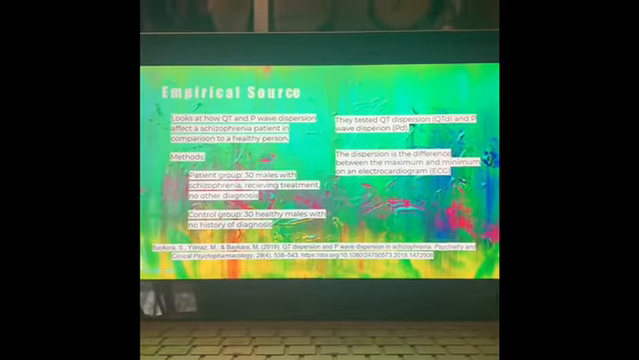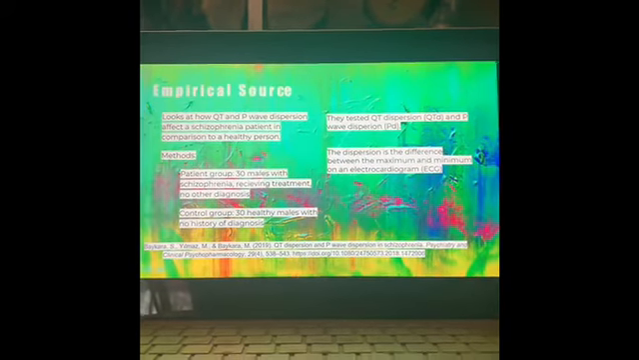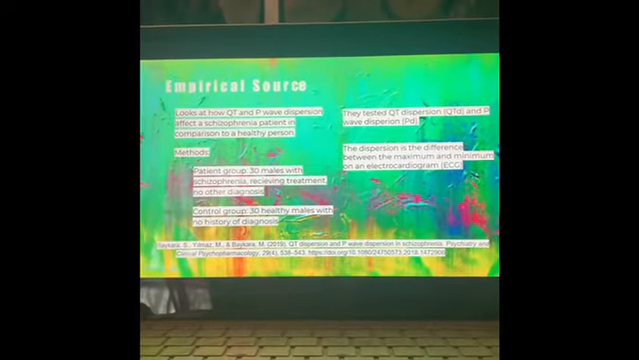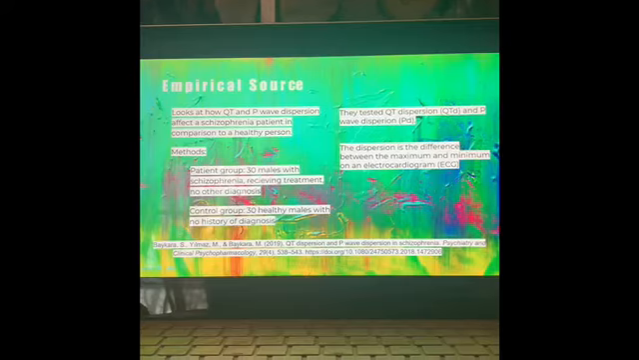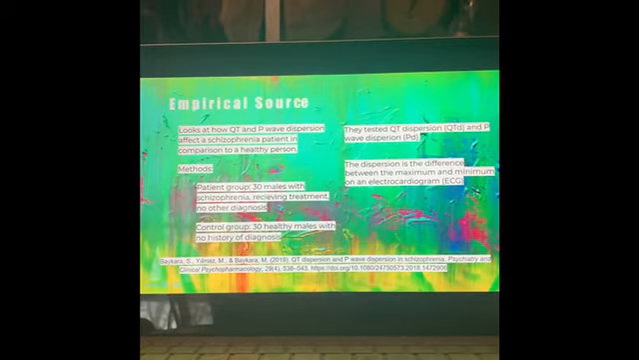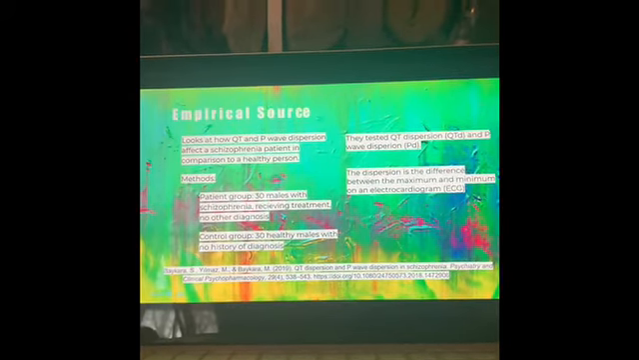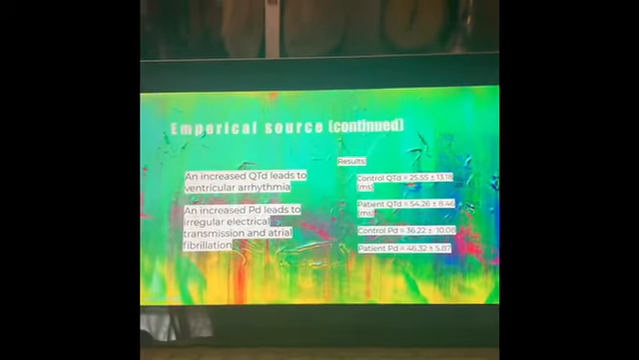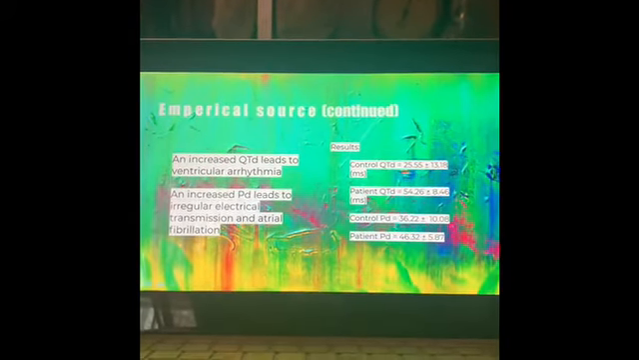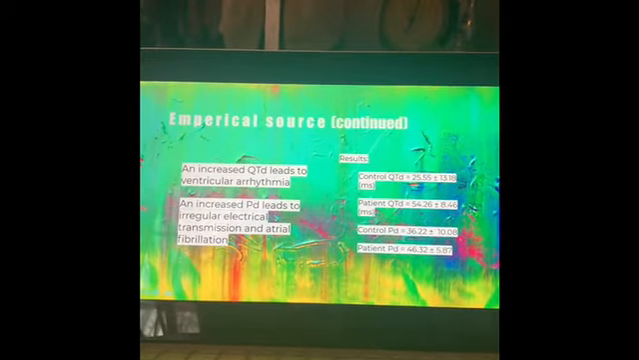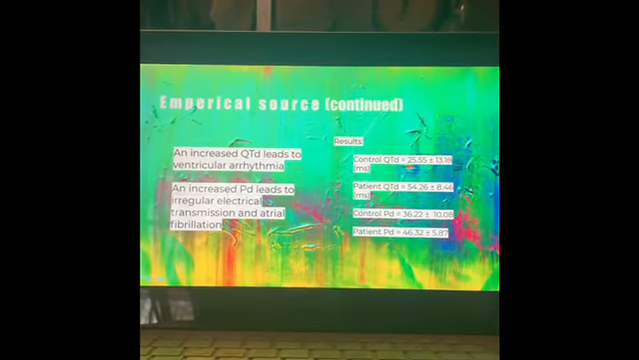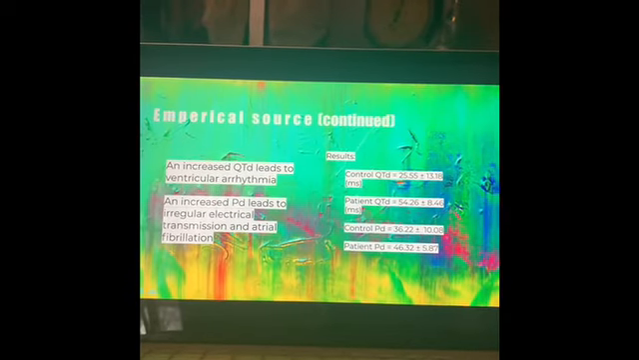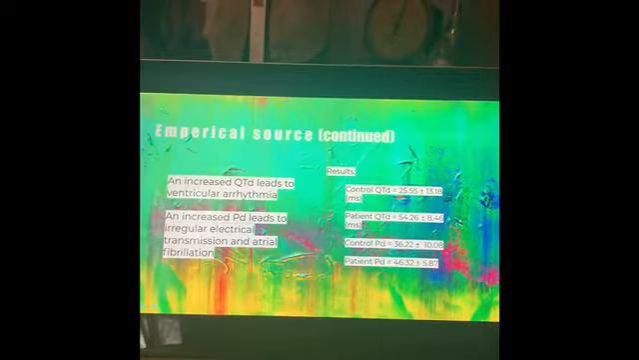This was by Bicara et al. They tested QT dispersion and P-wave dispersion. Dispersion means the difference between the maximum and minimum on the electrocardiogram. This is important to study because an increased QT dispersion leads to ventricular arrhythmia, and an increased P dispersion leads to irregular electrical transmission and atrial fibrillation.